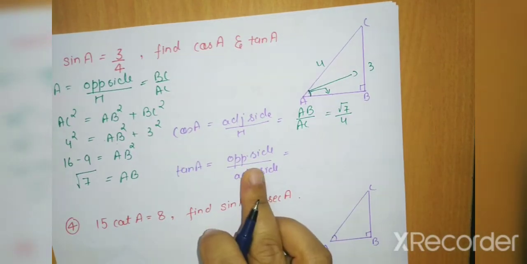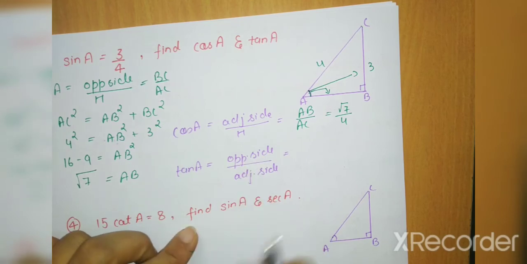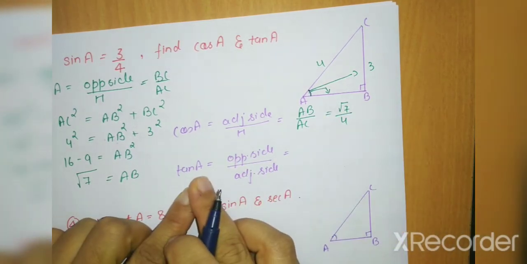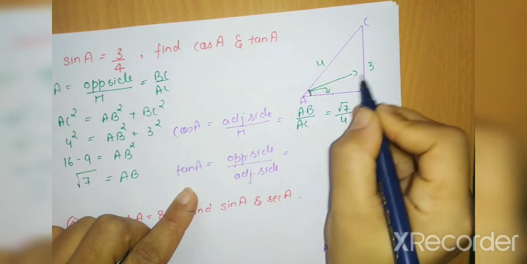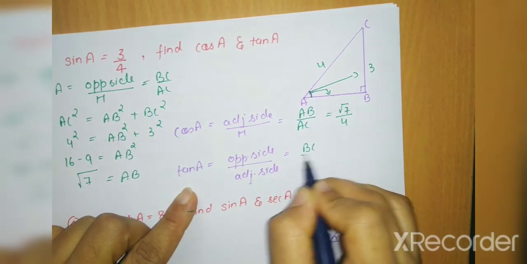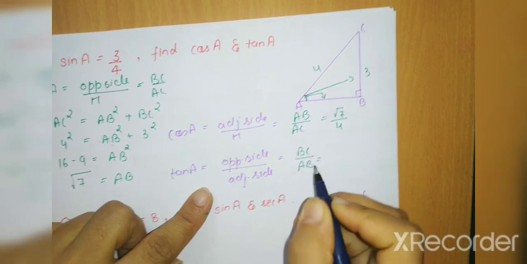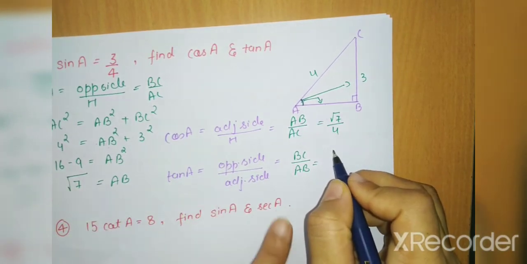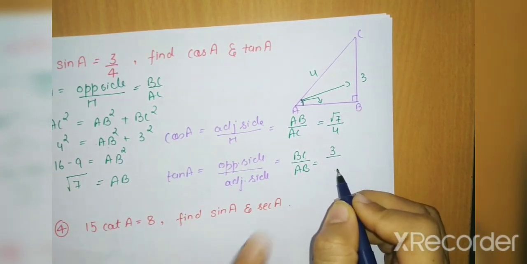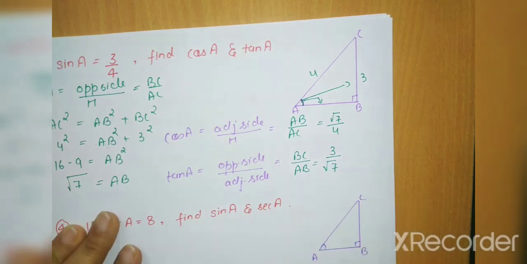Now for tan A, what does it mean? Opposite side. Angle A we have mentioned, right? So for this angle, this is the opposite side. So here I can write BC by adjacent side, that is AB. Now we can put in the values. BC, how much do we have? 3 by AB, that is root 7.